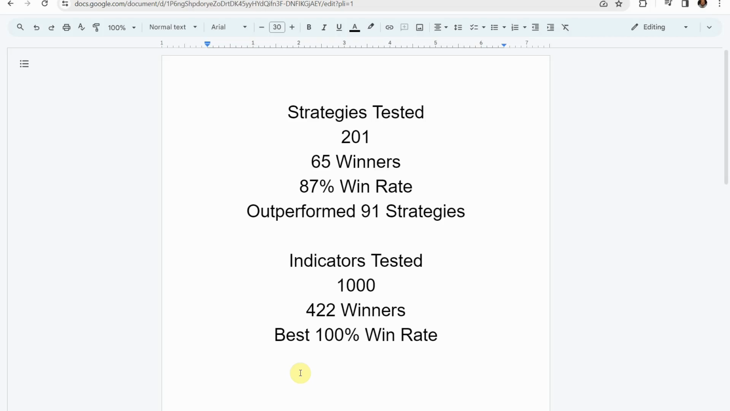Alright, as I said, today we'll be testing a 15-minute trend trading strategy. Before we do though, wanted to put the testing scoreboard up for everyone to see. So to date, we have tested a total of 201 different strategies, with 65 of them being winners. The best one so far was able to achieve an 87% win rate. That was achieved using the Academy of Forex indicator. And so far, since we've been keeping track, it has outperformed 91 of the other strategies and indicators that we have put it up against, every single one so far. We've also tested a total of 1,000 indicators, with 422 of them being winners.